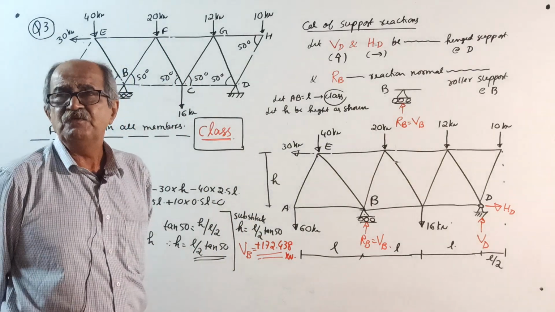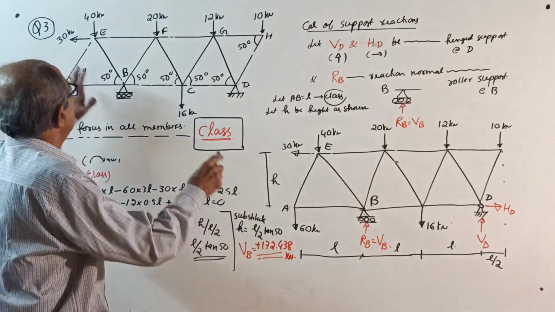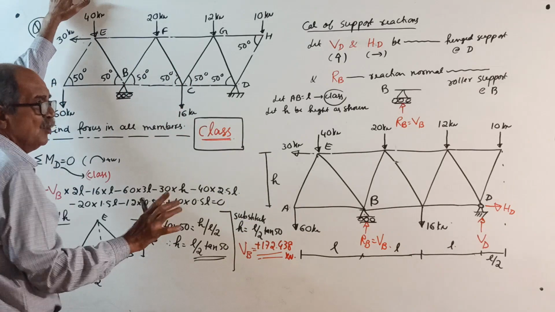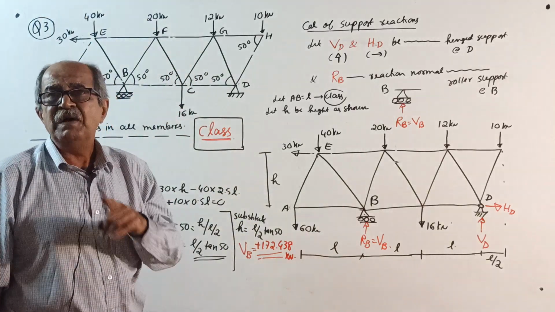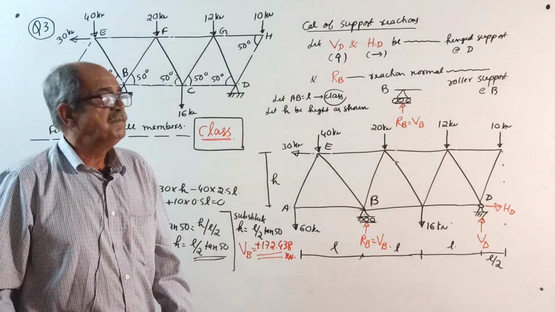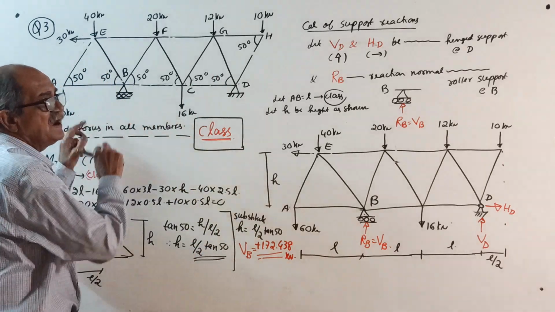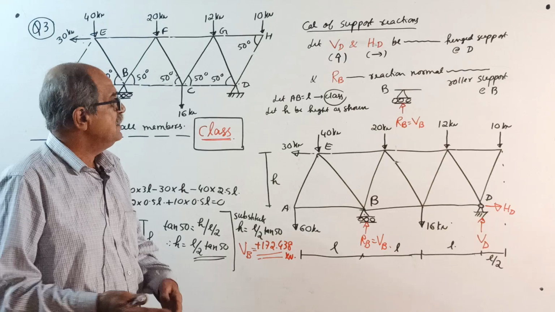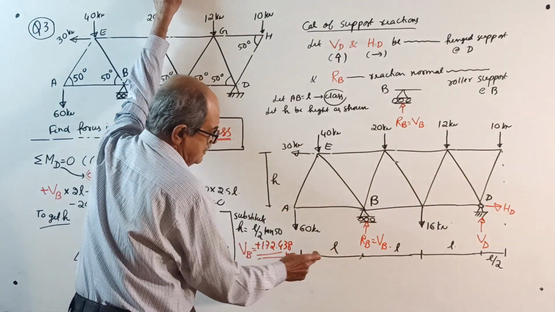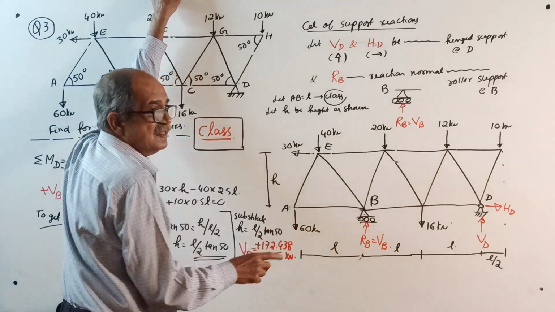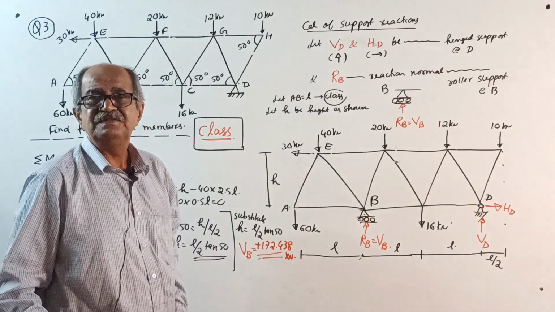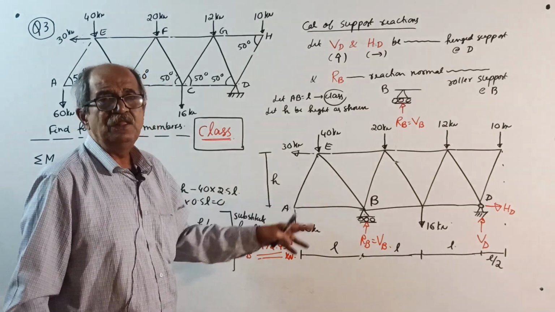And there is one small problem here. See, angles are given, all equal. Length is not given, no problem. For method of joints, we require angle. Length you don't require, but length you require for finding reactions. So what we will do is, we will take this length as L, this length as L. Then when you find reactions, the L will get cancelled. That's the advantage. So you get the numerical values only.